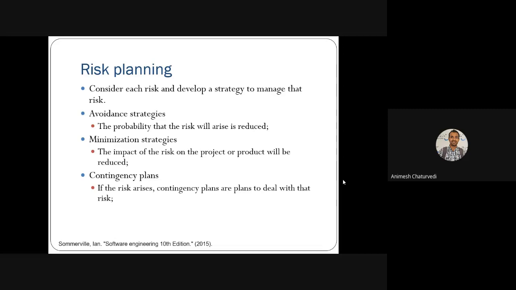Then the minimization strategy. If the risk has arisen, then the impact of that risk on the project or the product needs to be reduced. Thereafter, the third part, the contingency plan. If the risk has arisen and everything is undergoing through the risk, there has to be a contingency plan that deals with that risk, such as monetary contingencies, human resource contingencies, etc.